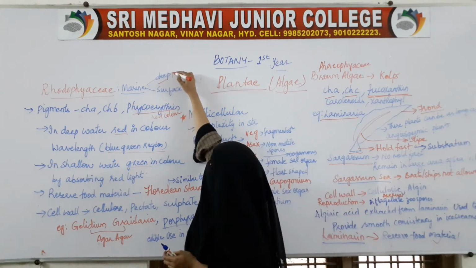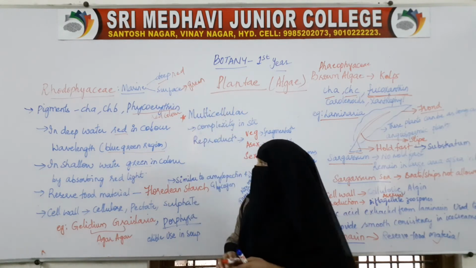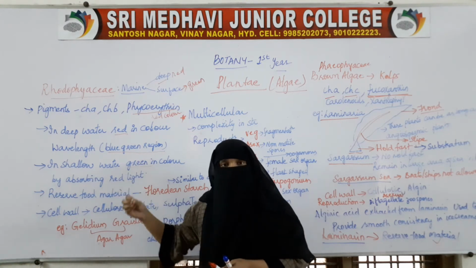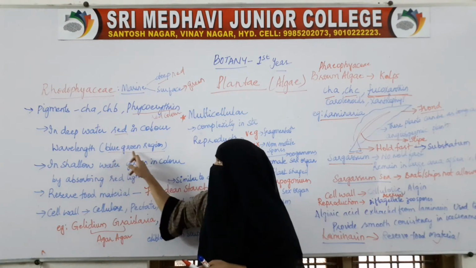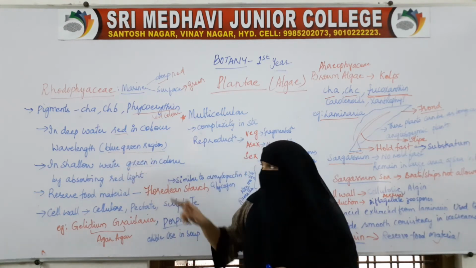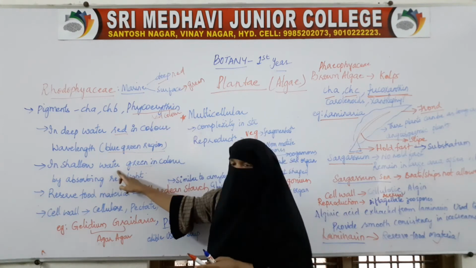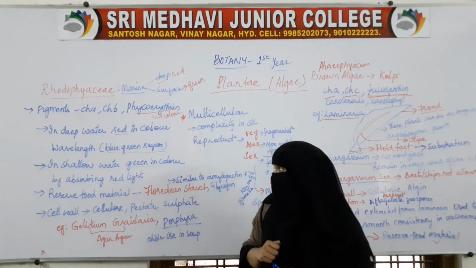In deep water, it is red in color. On the surface, it is green in color by absorbing red light. When they are on the surface, they absorb red light. When they are in deep water, they absorb blue-green light. So, because of this absorption, they appear red in color. Because of the absorption of red light, they appear green in color.